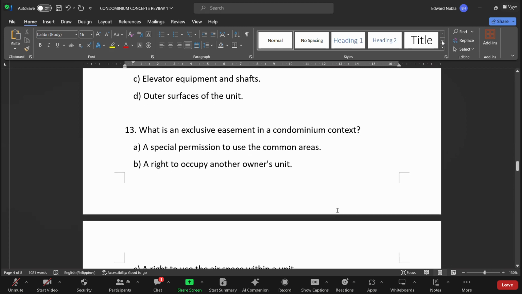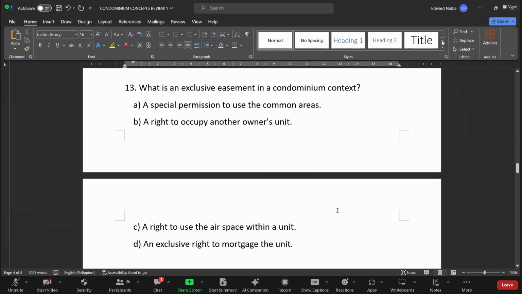13. What is an exclusive easement in a condominium context? A. A special permission to use the common areas. B. A right to occupy another owner's unit. C. A right to use the airspace within a unit. D. An exclusive right to mortgage the unit.